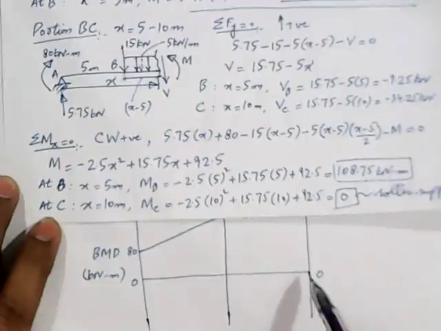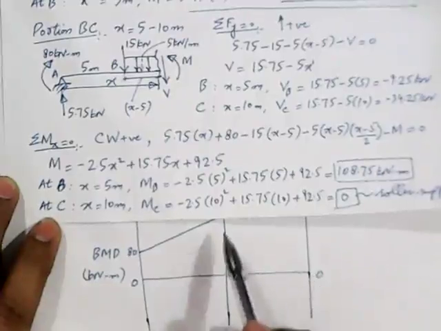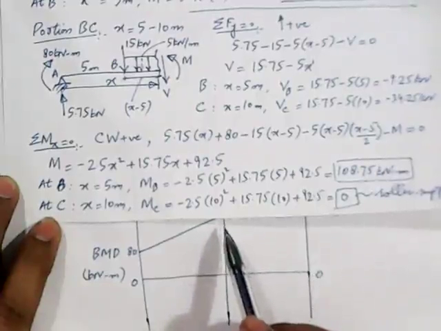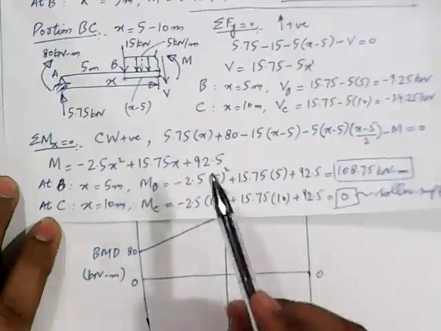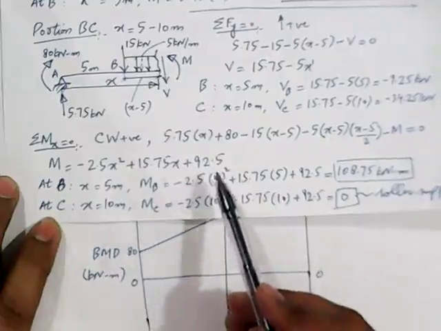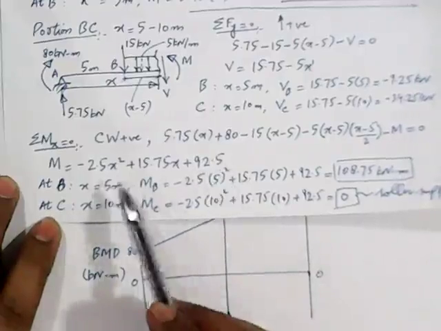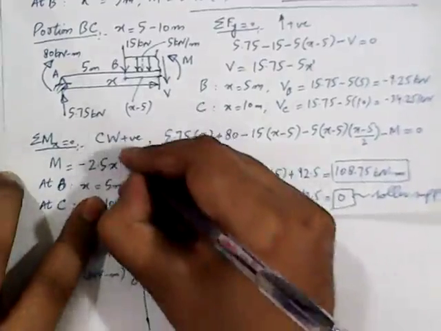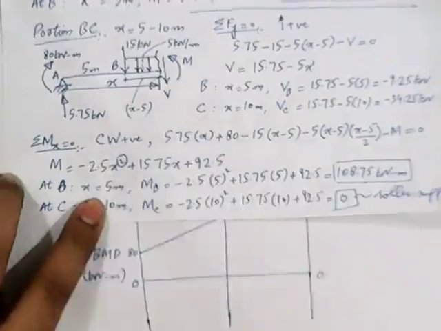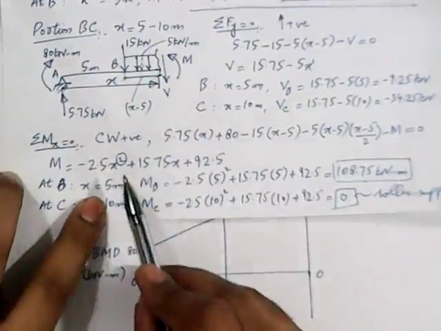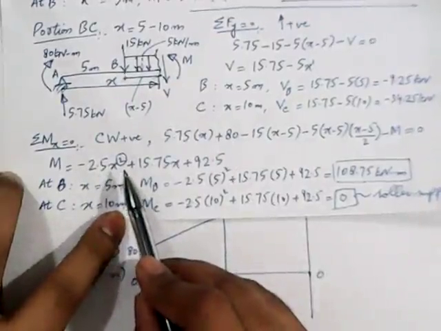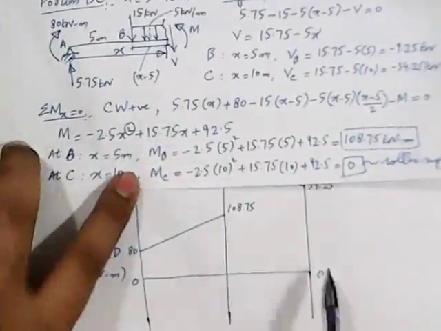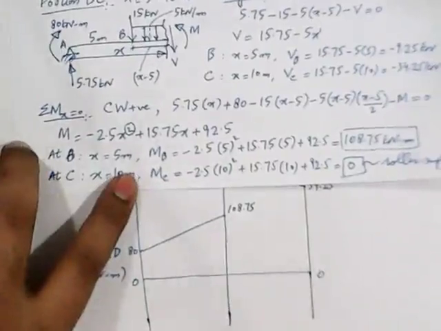Now, next question is how should we join these 2 points? Should we join them with a first degree line, or second degree, or third degree one? For that, we will have to look at the degree of the bending moment equation, and in this case the degree of the equation is 2. The highest power of x in this equation is 2. It means that these 2 points, this 108.75 and this 0, should be joined together with a second degree line.